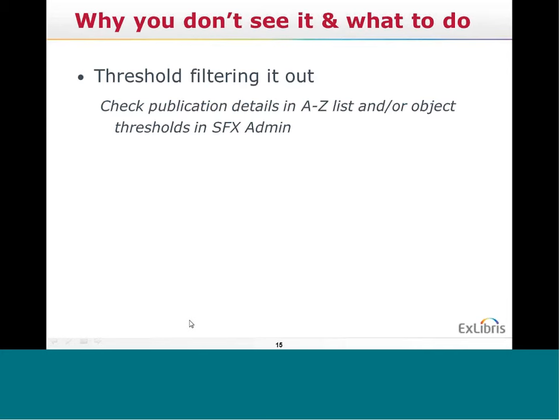So to check the threshold for the object, you can search for the object directly in the SFX Admin Center, or you can look for the publication in the SFX A to Z list. And we'll talk more about the A to Z list in a separate session. In the A to Z list, we can see all of the publications that are active and also see the threshold dates or coverage dates for the publication. So it's a great way to check to see if SFX has the correct information to work with. If it doesn't, then you can update the threshold in the Admin Center.